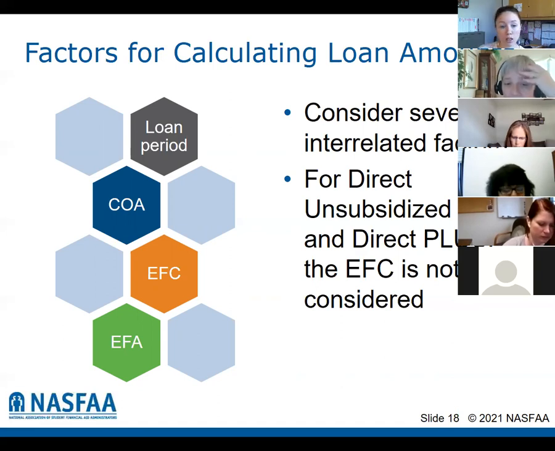So the four big items that go into figuring out how much loan a student's eligible for are the period on which the loan is getting created, so maybe that's the aid year, the total cost of attendance for that period, and of course the EFC, which we need in order to figure out if the student has financial need or not, and the other financial aid that the student is eligible for, the EFA, that's your estimated financial assistance.